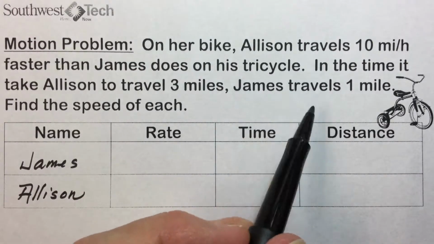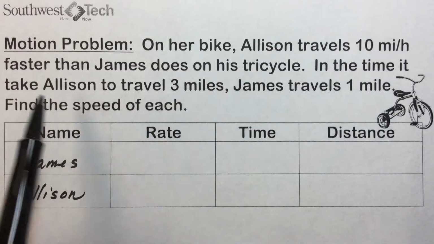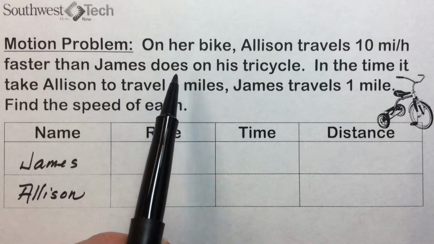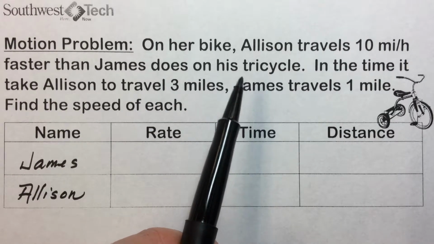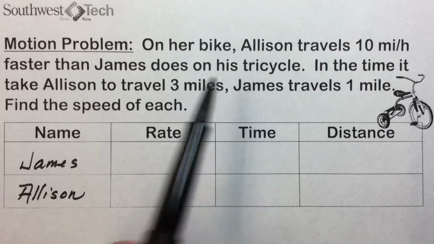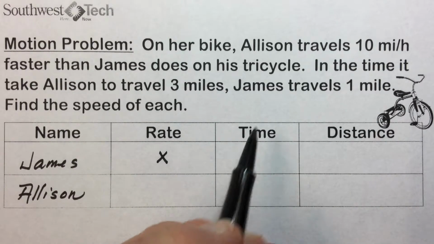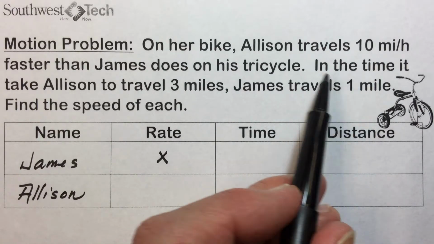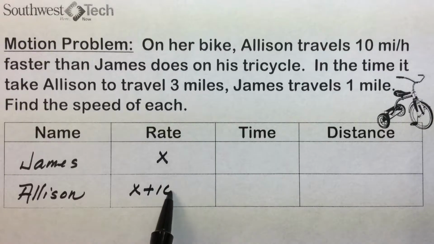It talks in this first sentence about Allison's speed being 10 miles per hour faster than James' travel on his tricycle. So the key here is James's speed, if we only knew that, and that's where we'll start with our variable. We'll let x represent James' speed. Allison then is traveling 10 miles per hour faster, so we'll take James' speed and add 10 to it.